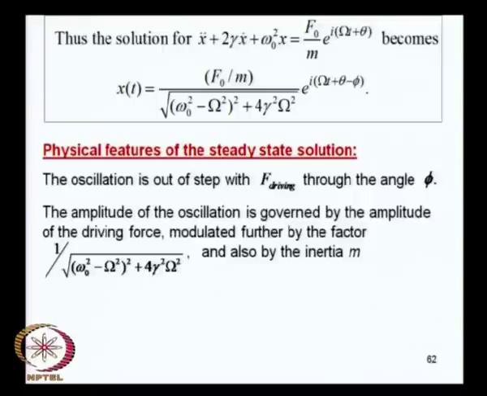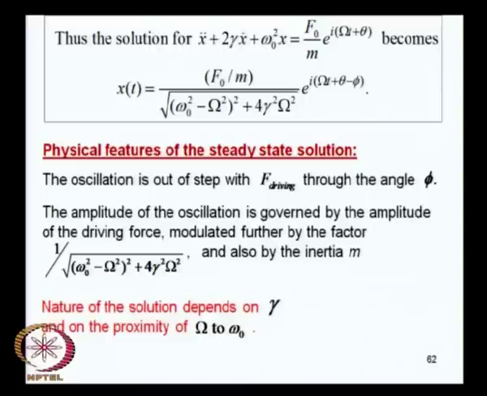This oscillation is not in phase with the driving force because of damping, it is out of step. The difference in the phase is through the angle phi, and the amplitude is governed by this factor 1 over square root of this quantity that you see, which is omega 0 square minus this other omega square, and then there is this damping term over here. Of course, the inertia of the system also has to play a role over here. So, that will participate in the expression for the amplitude.